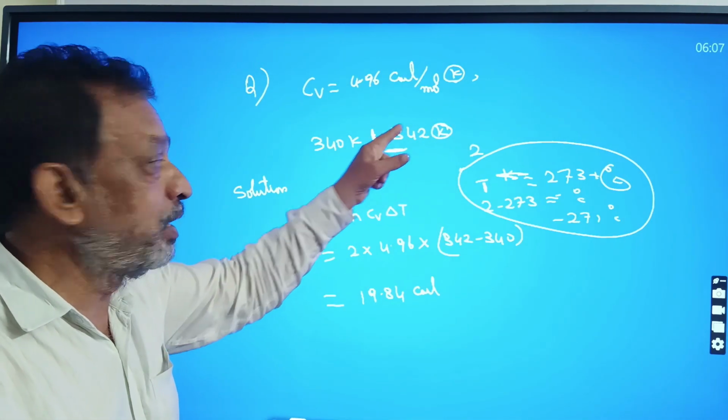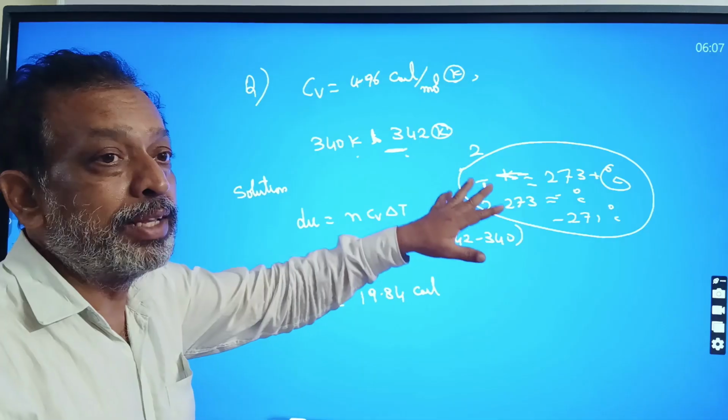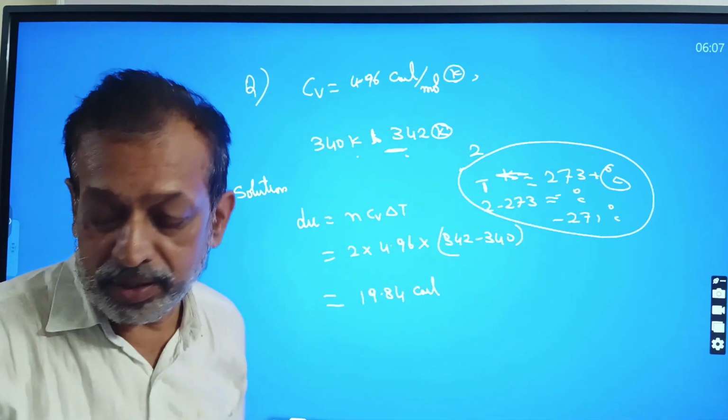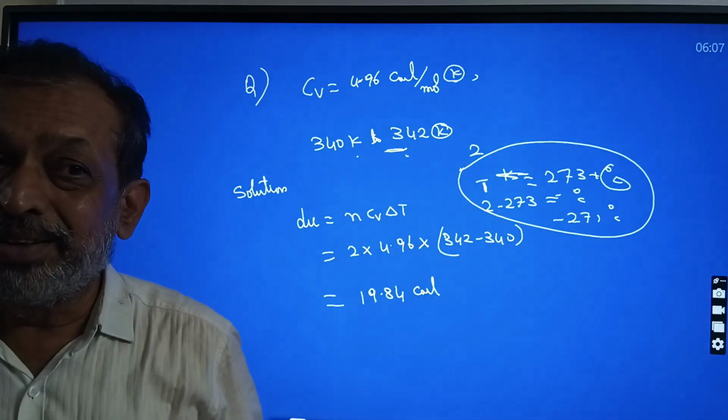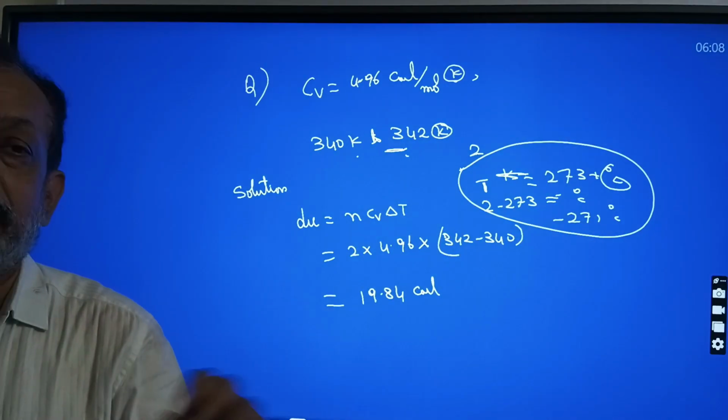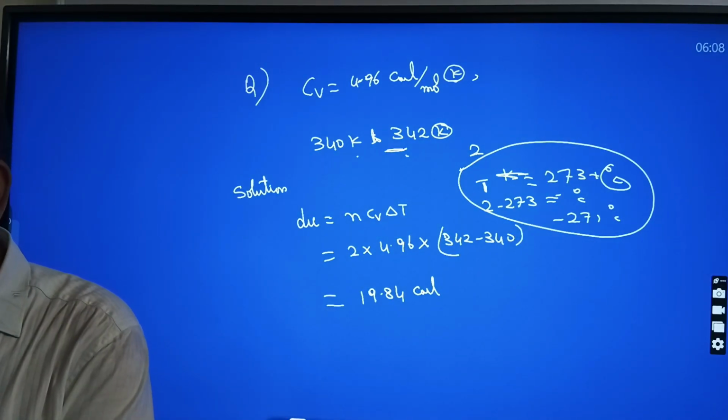If it is given in degree centigrade and you have not converted it to Kelvin, the entire problem goes out. The method is correct, but not taking care of the units is very dangerous. Right, sir? Now please write.